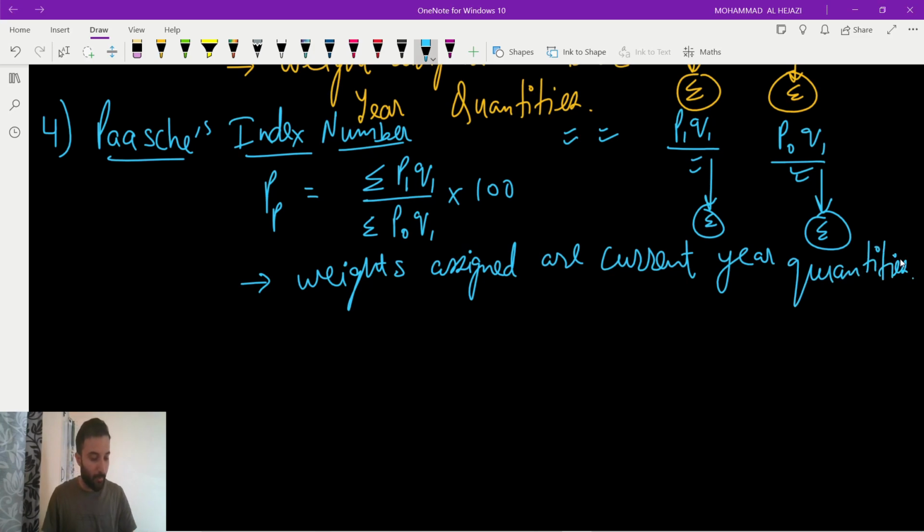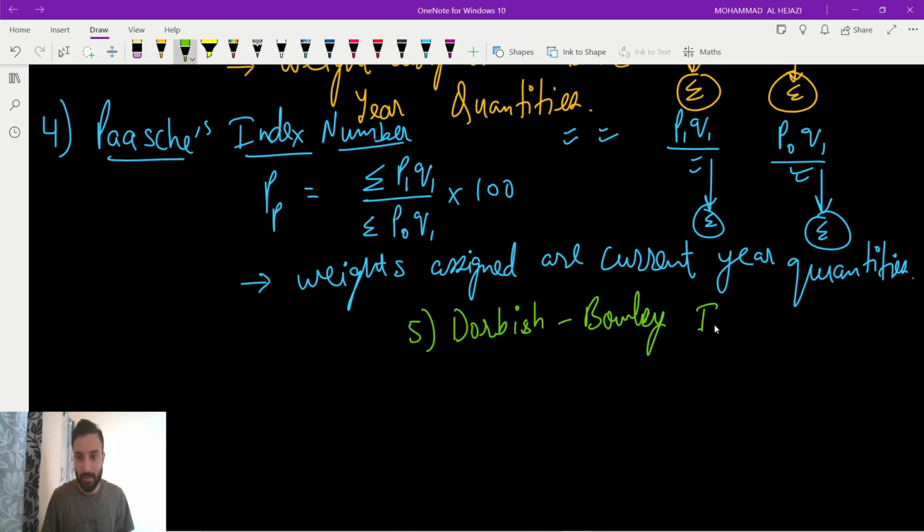So very important guys, they will ask in the examination. Next, if you remember the PL and PP, meaning Laspeyres and Paasche, then the other three are Drobisch, Fisher, Marshall-Edgeworth. So the other three you can remember from here only. Next we will go to Drobisch-Bowley, or Bowley-Drobisch, whatever you can say, index number.